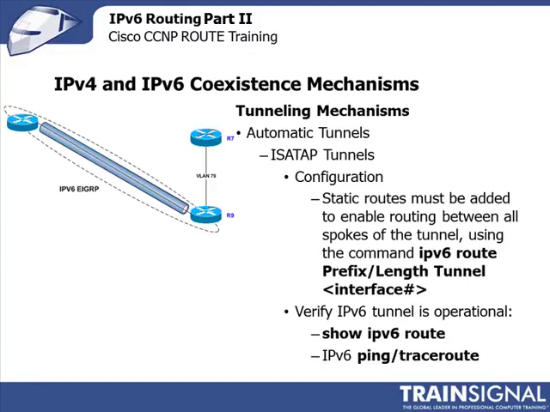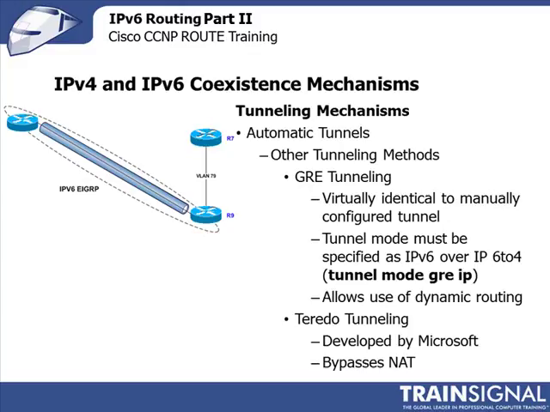Once you're done, you have to create static routes in order to be able to share information. So you'll do the ipv6 route, prefix length, tunnel, and then the interface, and then show ipv6 route, and then ping and traceroute. We'll show whether or not the ISATAP tunnel is working. You'll see that in a number of these mechanisms, there's a lot of static routing involved.